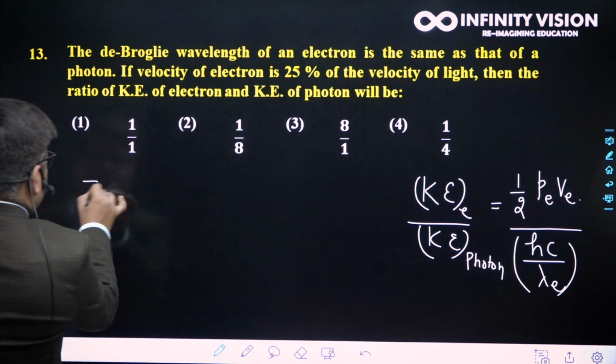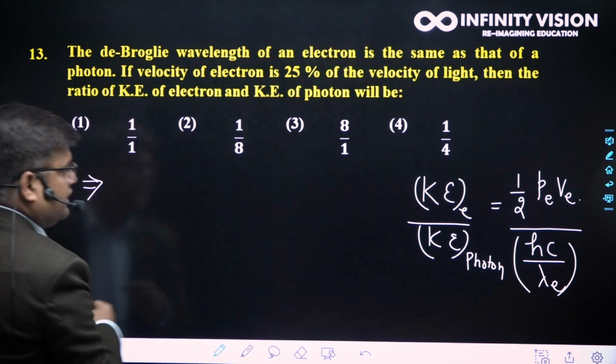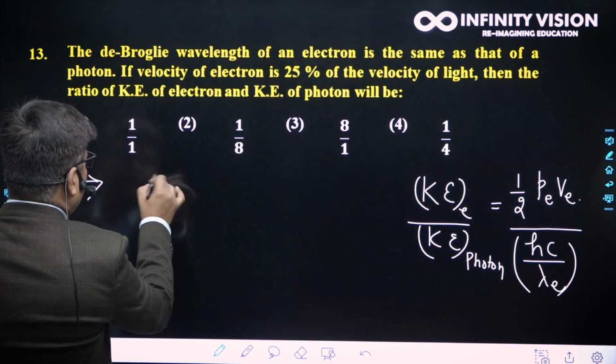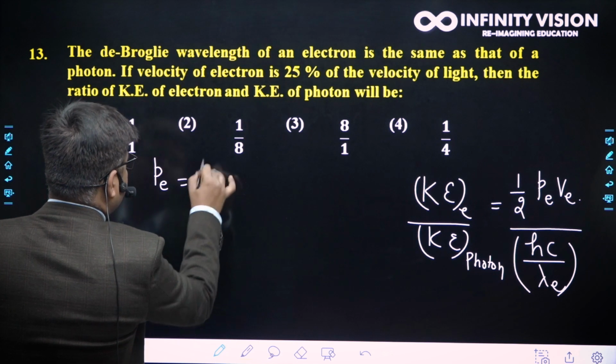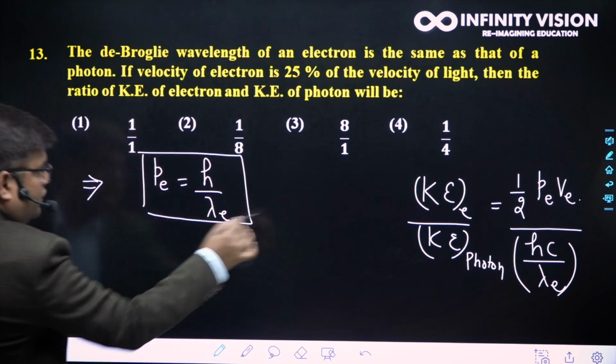Now again, just a little bit of simplification. Half PV, momentum of photon, here is the momentum. Now the momentum of electron from the de Broglie wavelength, we can see that it is h by lambda_e. This expression we can use over here.